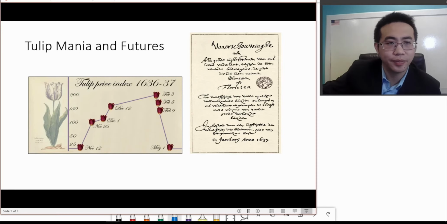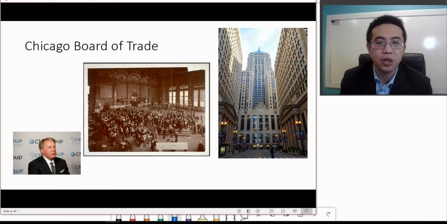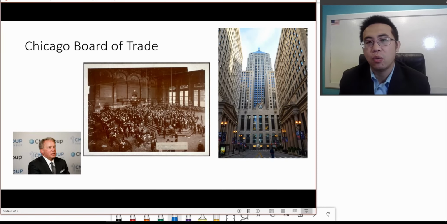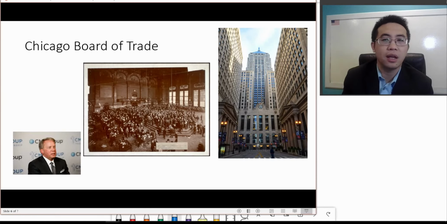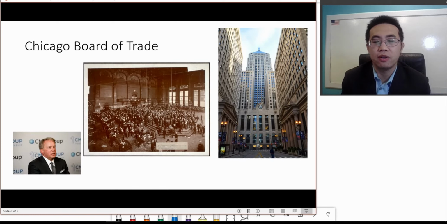And now time moves to the modern time. We see the Chicago Board of Trade. It is in Chicago, now the Chicago Mercantile Exchange Group. The exchange used to be called the Chicago Board of Trade, and it was established in the mid-19th century when the agricultural products in the Middle West were shipped to the New England area and also all the other areas through the Great Lakes and all the other transportation systems. So Chicago was a hub for all this product trading.